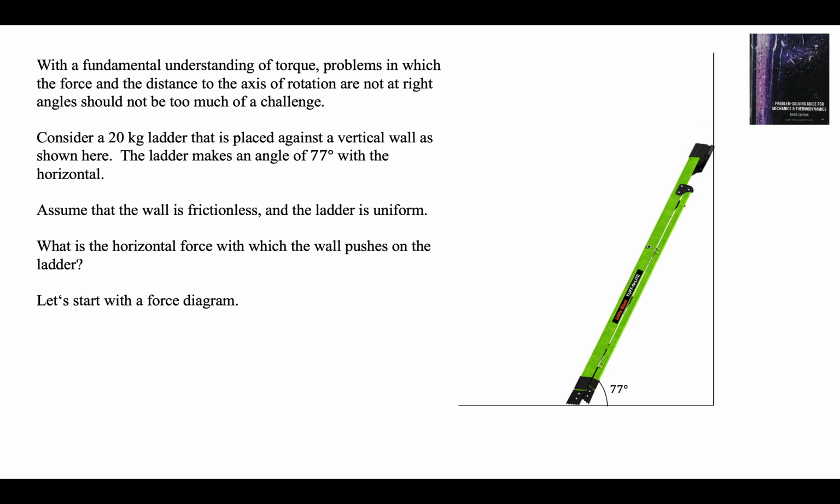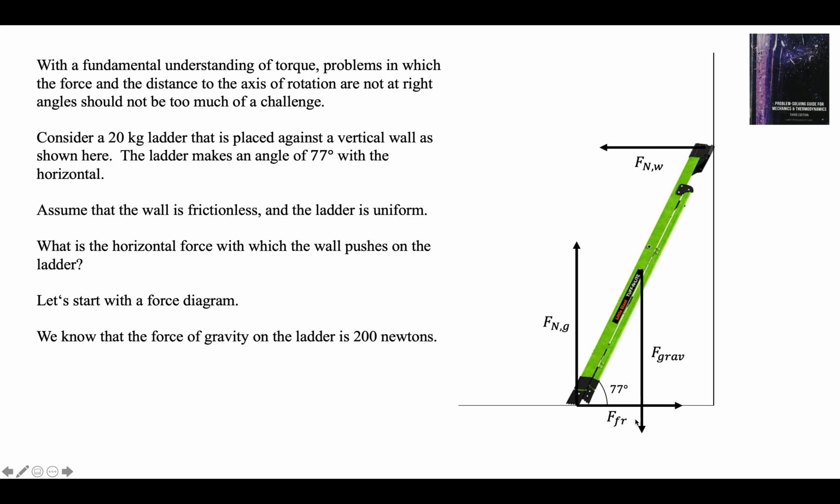You should have a lot of practice with force diagrams. We have gravity in the middle of the ladder. We have the normal force from the ground. I put a subscript G here for the ground. We have the frictional force from the ground, and we have the normal force from the wall. The wall's pushing on the ladder to the left. The ground's pushing up on the ladder. There's a frictional force, or else the ladder would just slide, and there's the gravitational force.